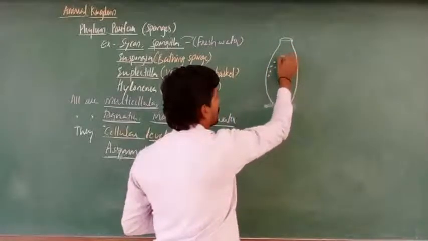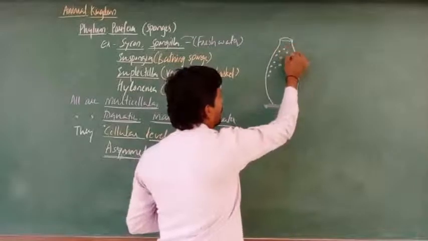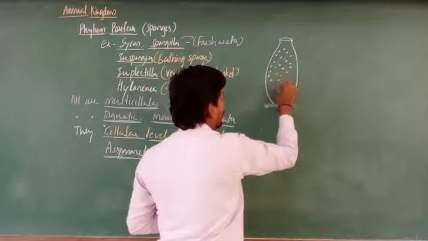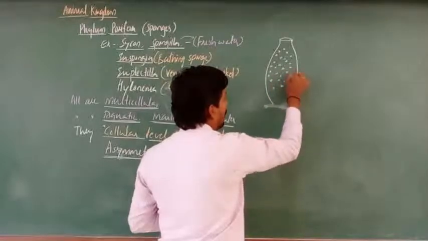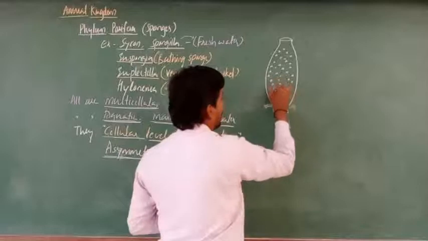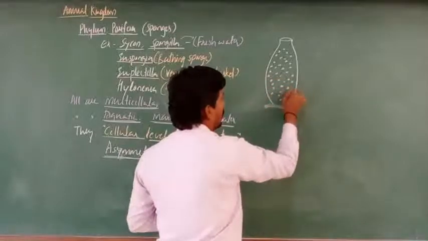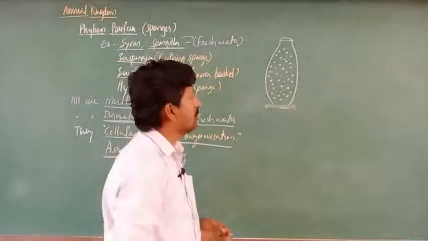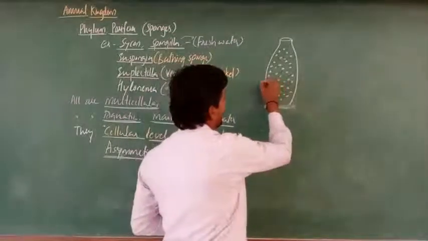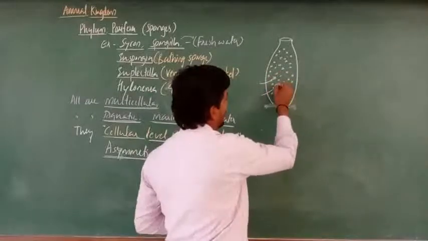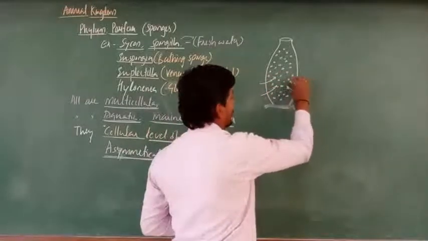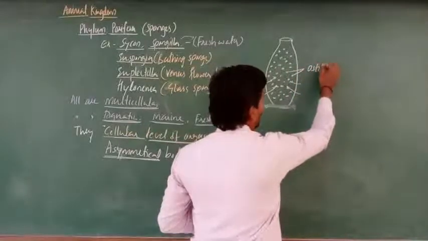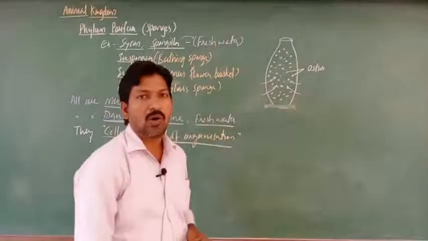There are many pores which are there in the body wall. In the body wall, there are innumerable, we can say infinite, number of pores through which water enters into the central cavity. So water enters into the central cavity through these pores. These pores are called ostia.